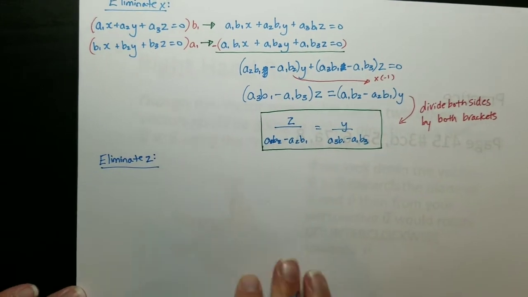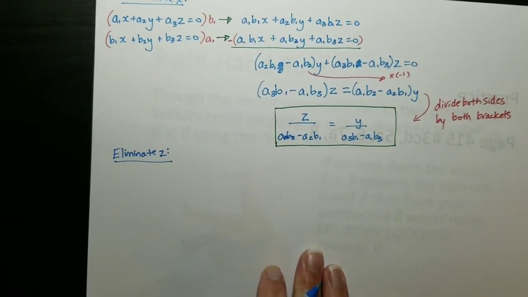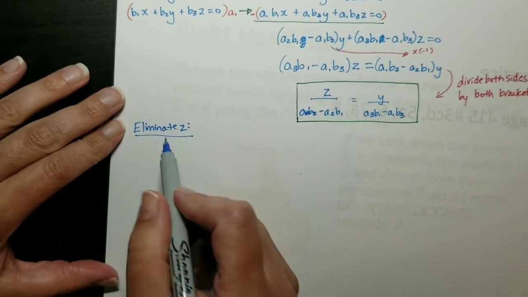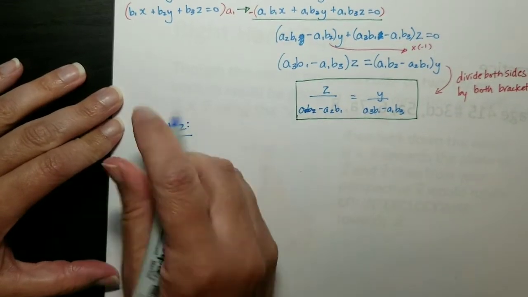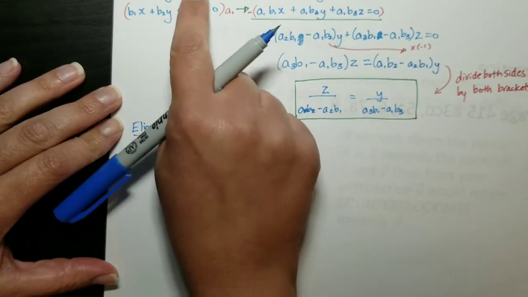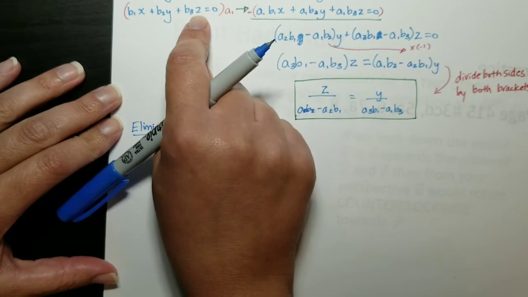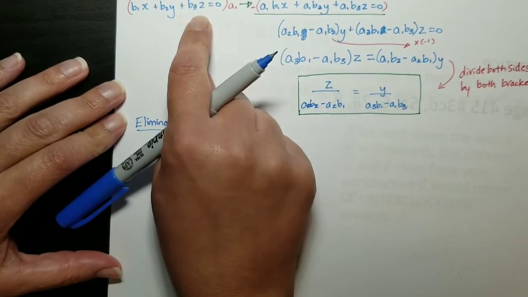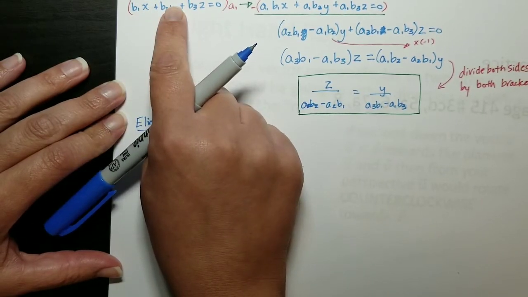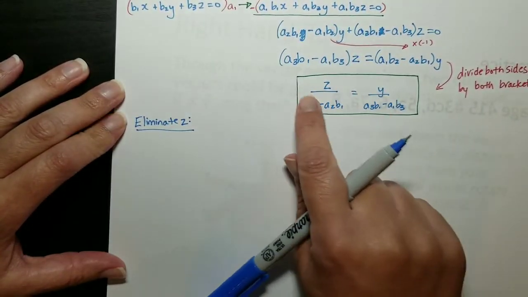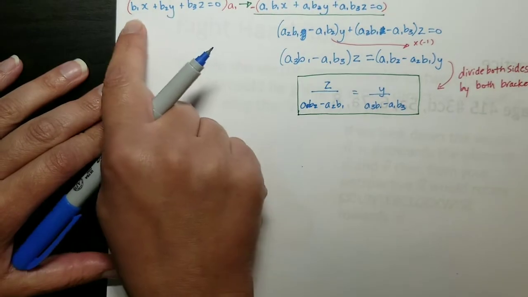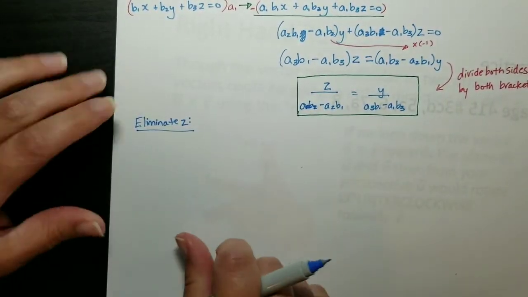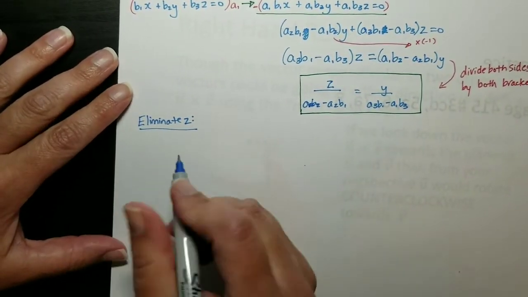It doesn't really matter which one you did, y or z. But I'm going to go back to my original equations and try to get the same coefficient for the z's and subtract, and then I'll have an equation with just x's and y's. So we had an equation with just y's and z's. Now we'll have an equation with just x's and y's and see if we're able to put those together.